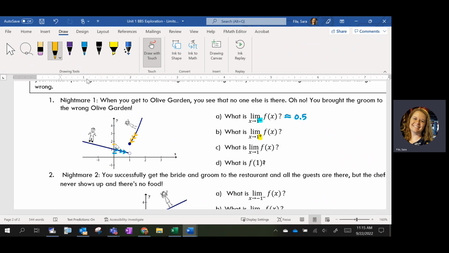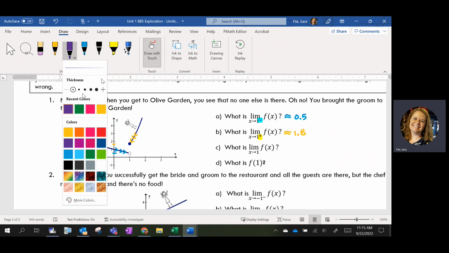If you want to say like 1.7, 1.8, it looks like more than half. Some of my classes were like, can we just say 2? And I'm fine with that because this is just an estimate. But if we want to mark it in here, we can say about 1.8. That's fine. So are those the same numbers? No. So that means the limit from the left and the limit from the right are not equal.